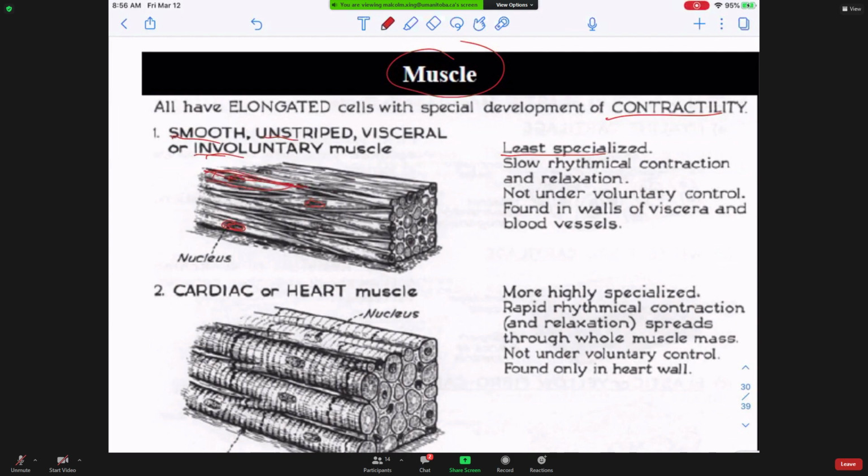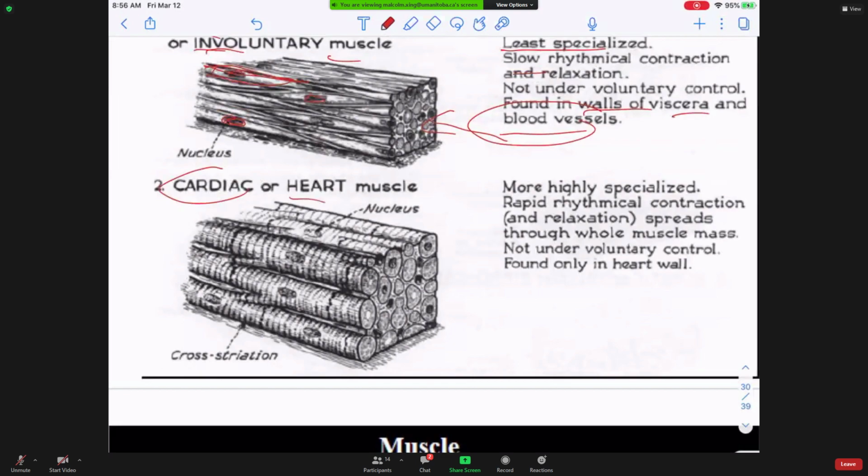For smooth muscle, that's the slow rhythmical contraction and relaxation, found in the wall of the visceral organs and the blood vessels. So it's the blood vessel part, right? And then the cardiac, the heart muscle. It's more highly specialized, with rapid rhythmical contraction that spreads through the whole muscle.